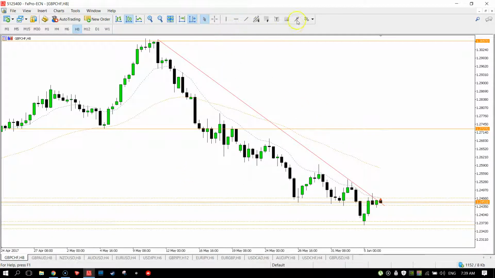nice downtrend, right? So it's up moves and down moves with lower highs and lower lows. And now we're getting to where price is trading right now.